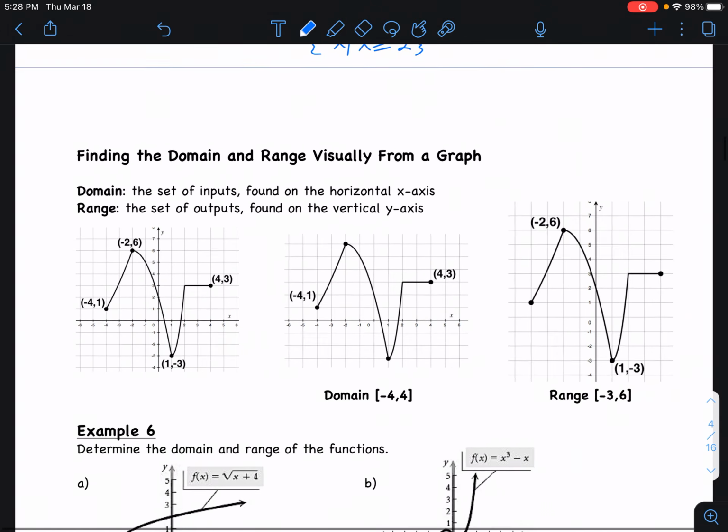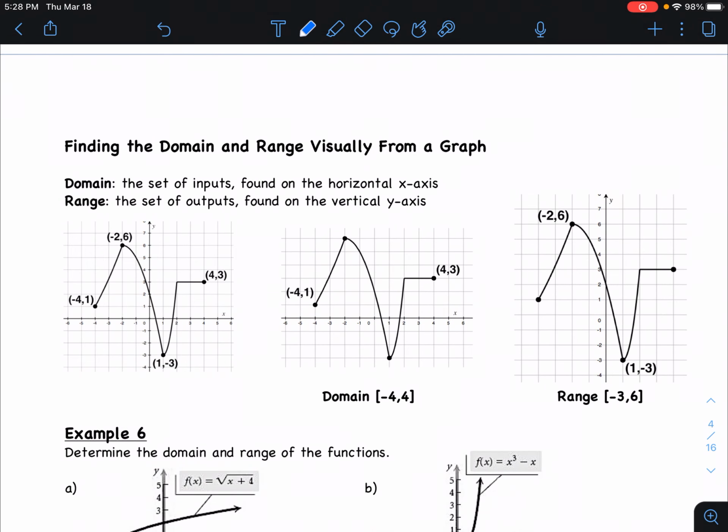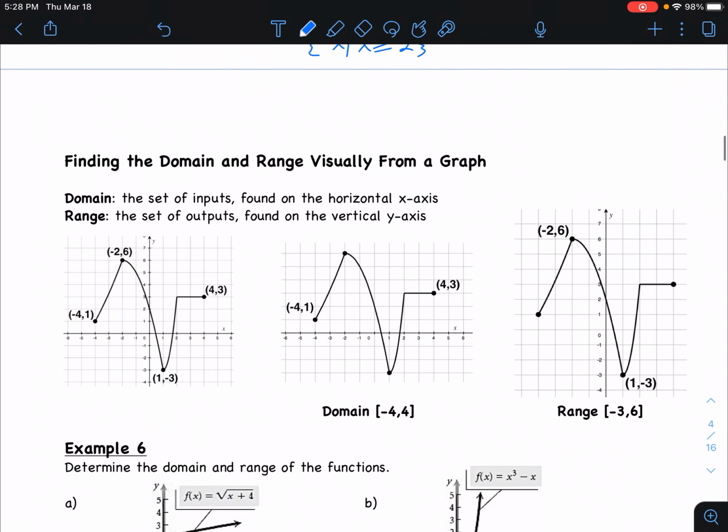Okay, next part is finding the domain and range by looking at a graph. Now, this is actually very easy. People seem to be intimidated by this, but I'll break it down nicely for you.